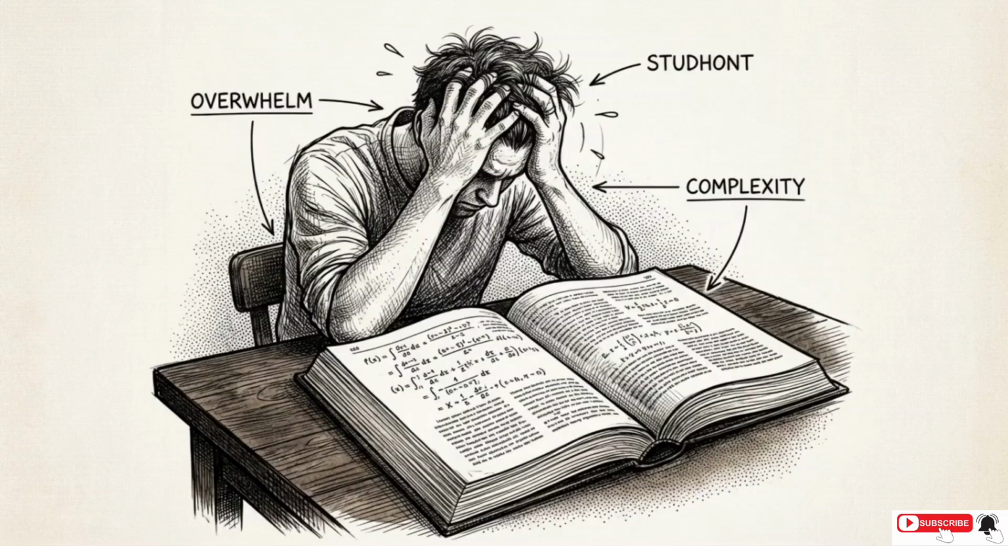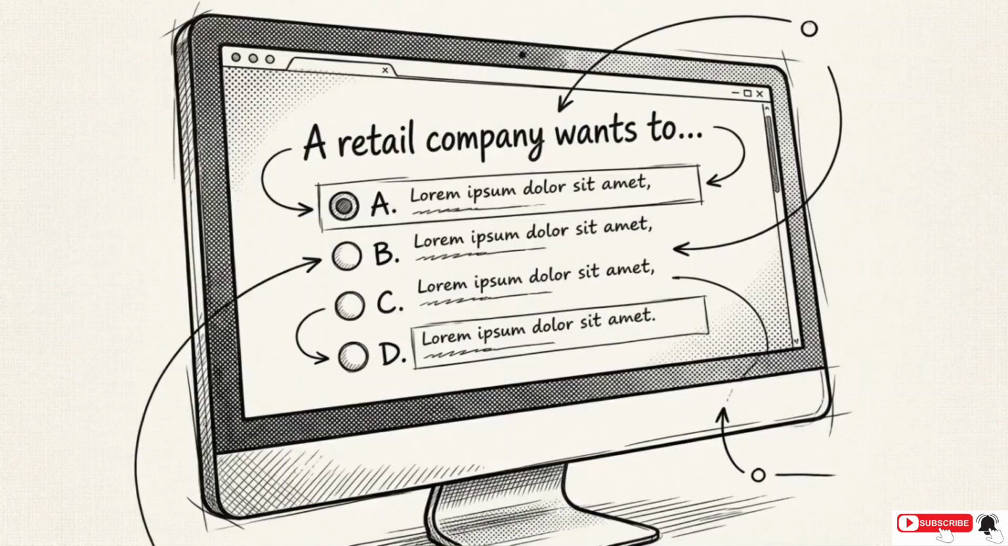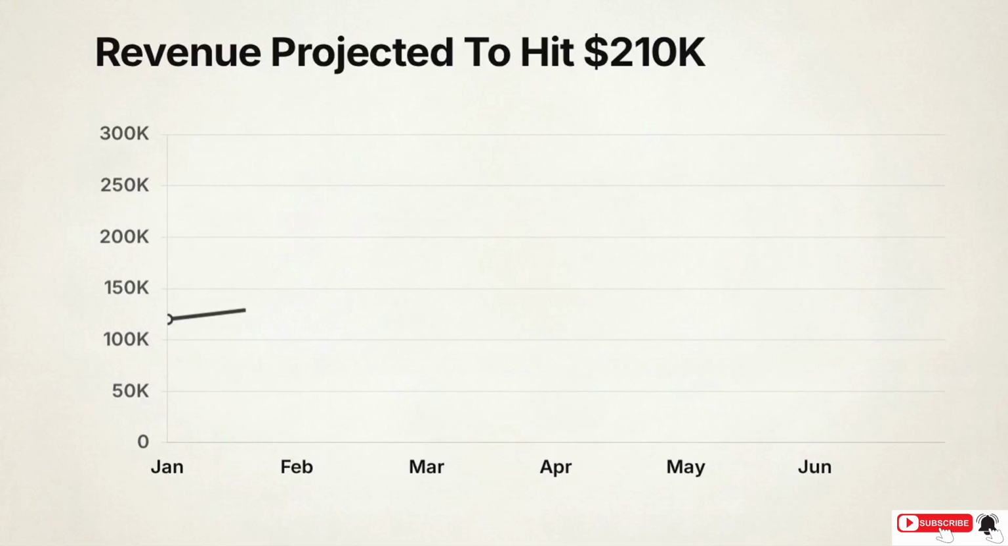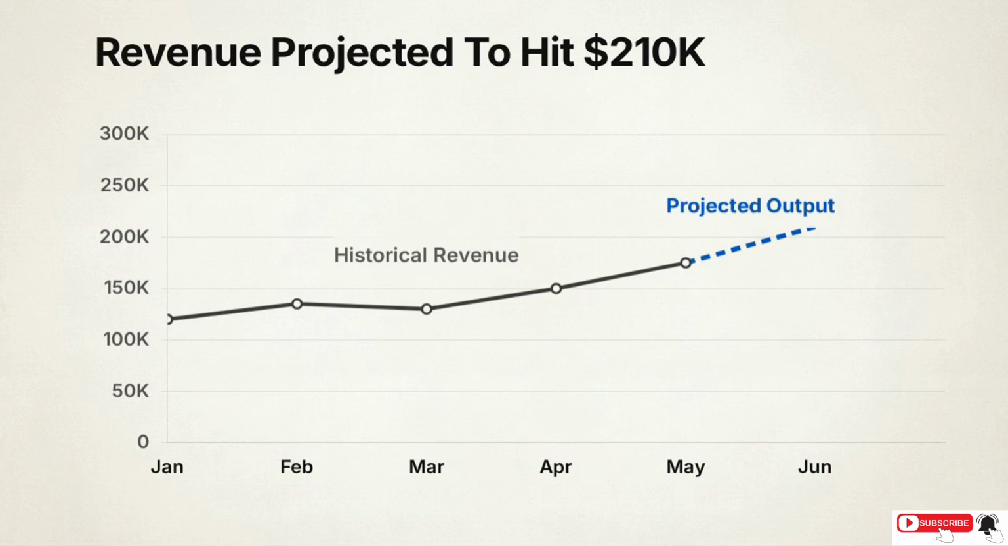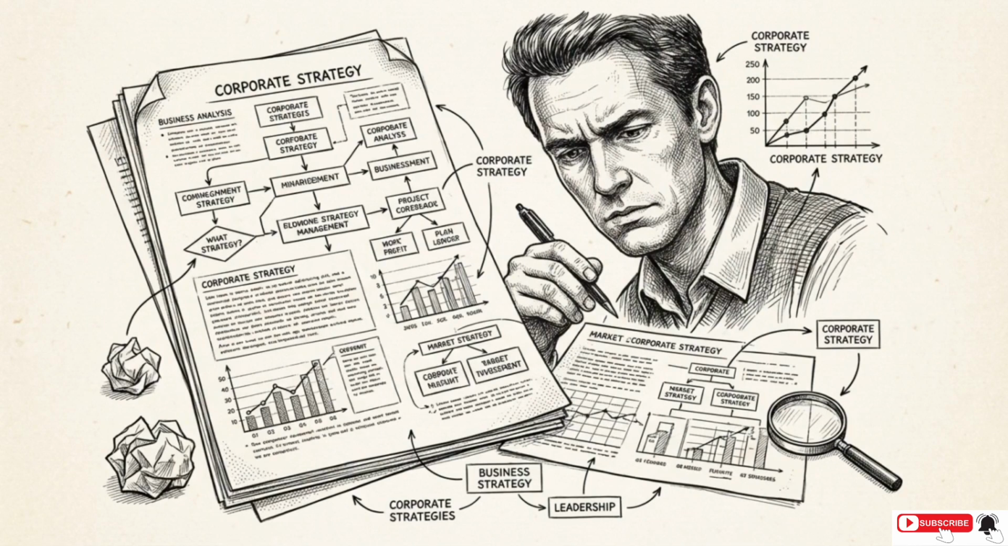Most students who struggle with the AI-900 exam don't fail because the concepts are too complex. They fail because Microsoft's questions are scenario-based. You aren't asked to define regression. You're asked to help a retail company predict next month's revenue. Without a clear strategy for application, those specific business problems can make even the simplest concepts feel confusing.